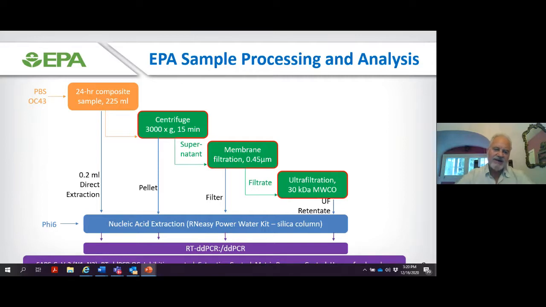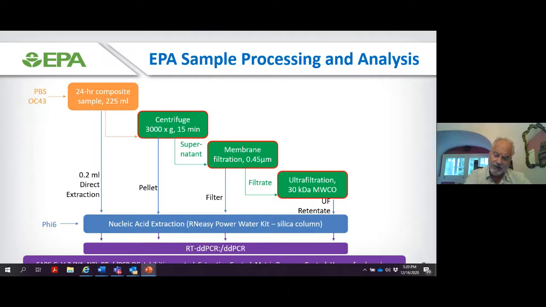So this is our overall processing scheme. And as I mentioned earlier, we mainly start with 24-hour composite samples from the wastewater treatment plant. The first thing we do is we will spike it. I mentioned the matrix spike. So the OC43 is a spike. OC43 is a human coronavirus. It causes a common cold, so it's relatively safe to work with.